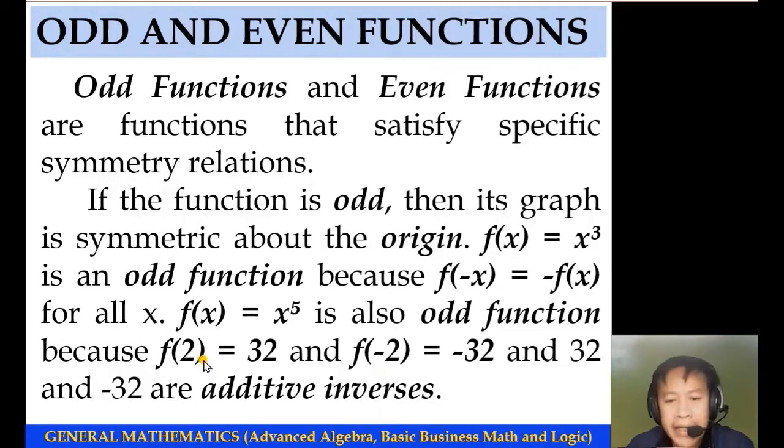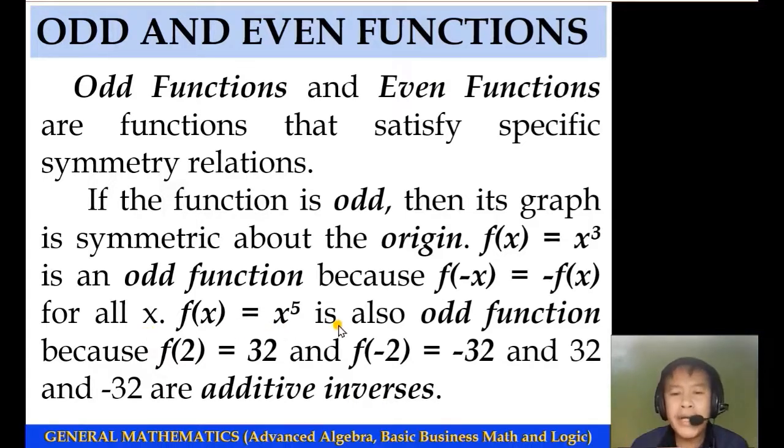Then we are going to get the value of y if x is equal to negative 2. So, we have negative 2 times negative 2 is equal to positive 4. Positive 4 times negative 2 is equal to negative 8. Negative 8 times negative 2 is equal to positive 16. Then, positive 16 times negative 2 is equal to negative 32. And 32 and negative 32 are additive inverses because 32 plus negative 32 is equal to 0. And if that is the case, we can conclude automatically that the function is an odd function.